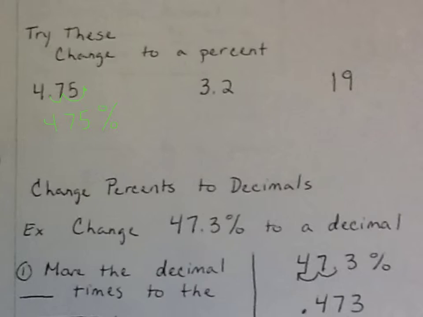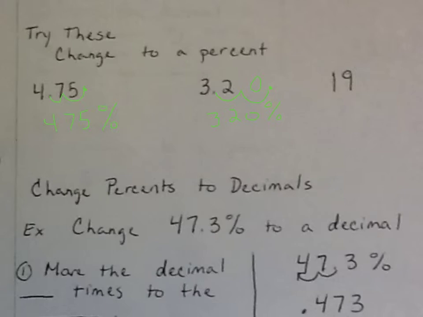Now, if you're looking at 3.2 or 3 and 2/10, we still have to move it 2 times. So we go 1, 2, but we don't have a number in there, so we add a 0. So this now becomes 320%. So to change from the decimal to percent, you always move 2 times.